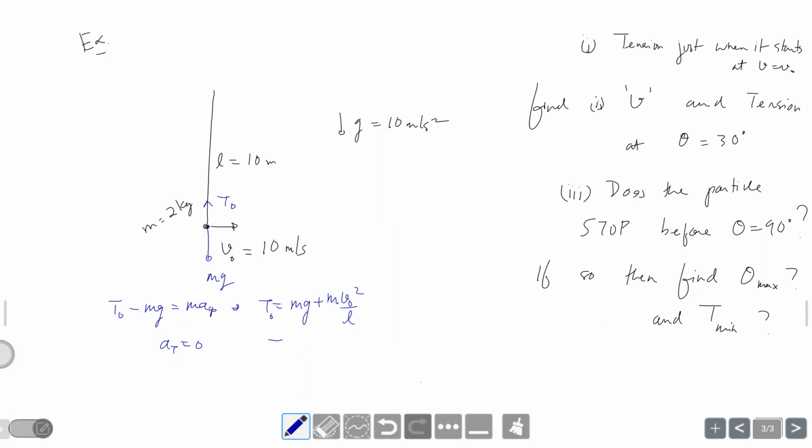So it will come out to be, weight is how much? 20. So it will come out to be 40. 40 Newton meter. Weight is 20. So you get m into 10 plus m into 10. So that just happens to be because I've taken V naught as this.